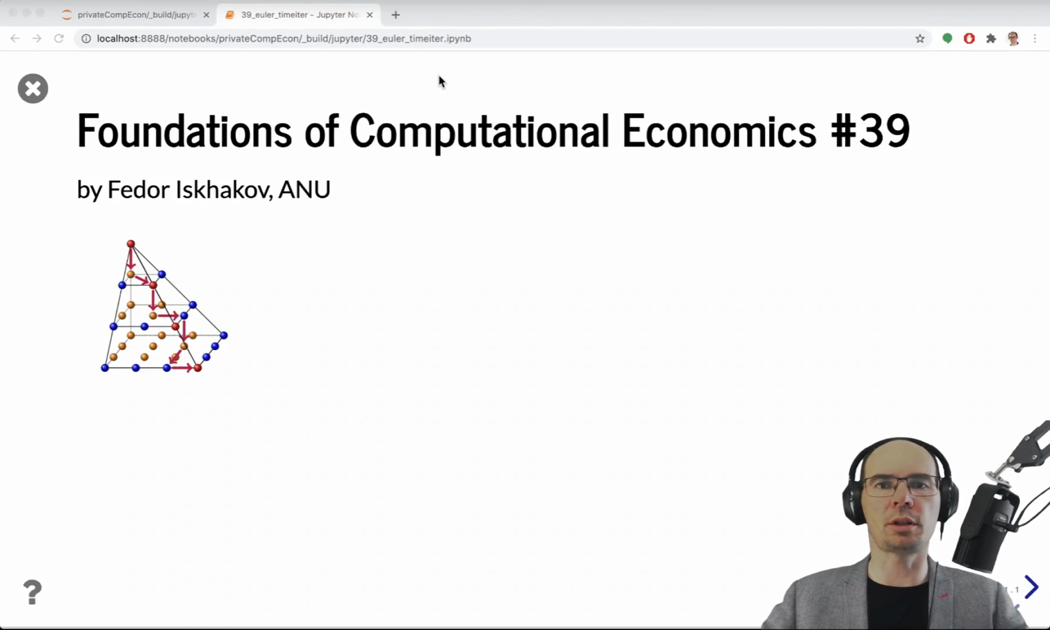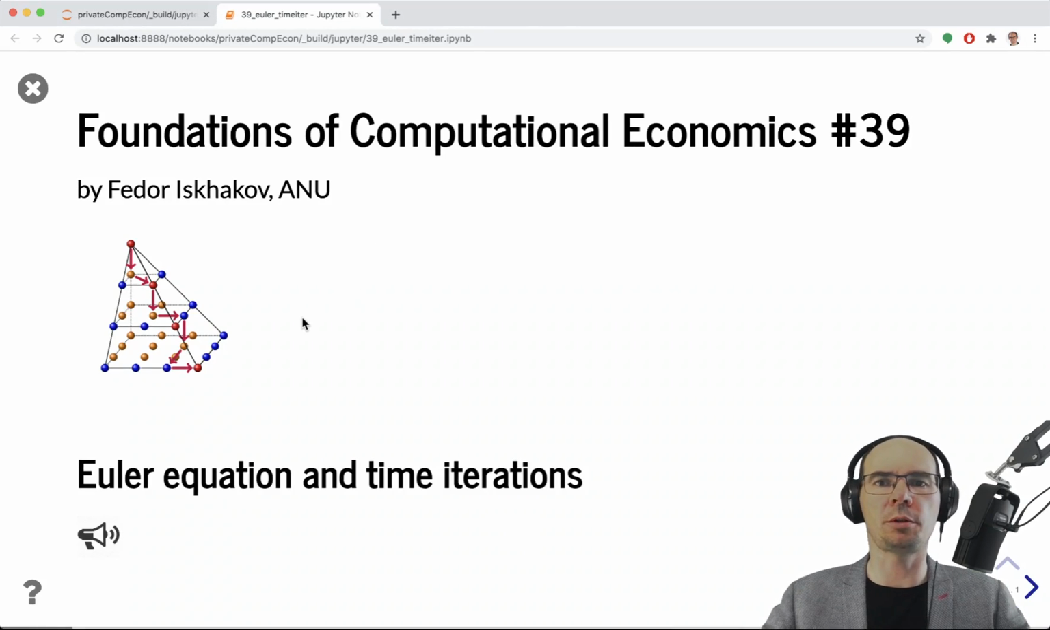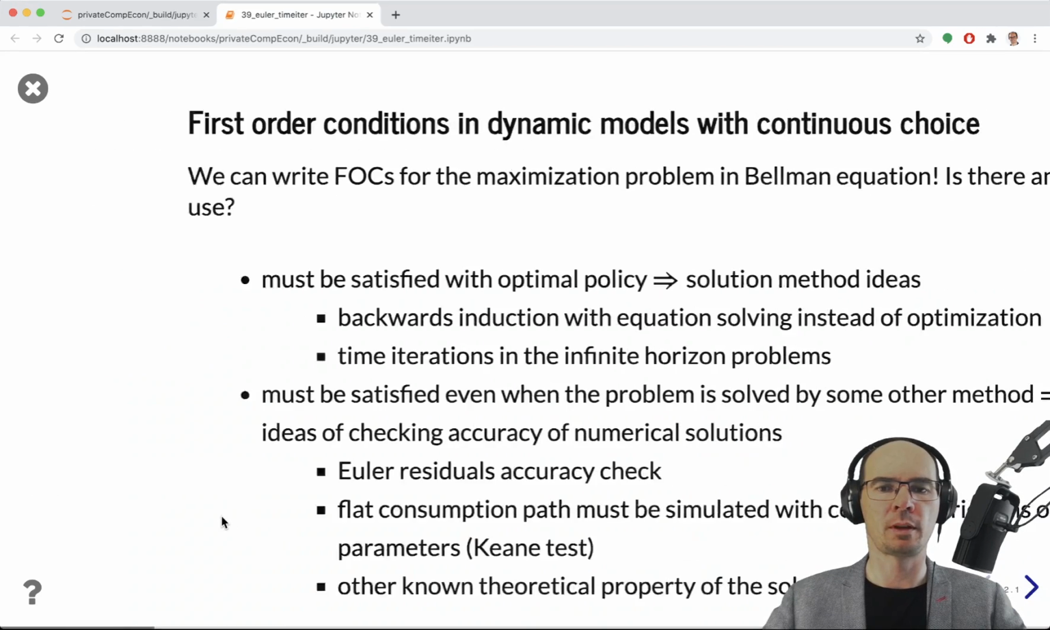In video 39 of the Foundations of Computational Economics course, we will look at the first-order conditions for dynamic problems, derive the Euler equation, and talk about the time iterations as a solution method for the infinite horizon problems.